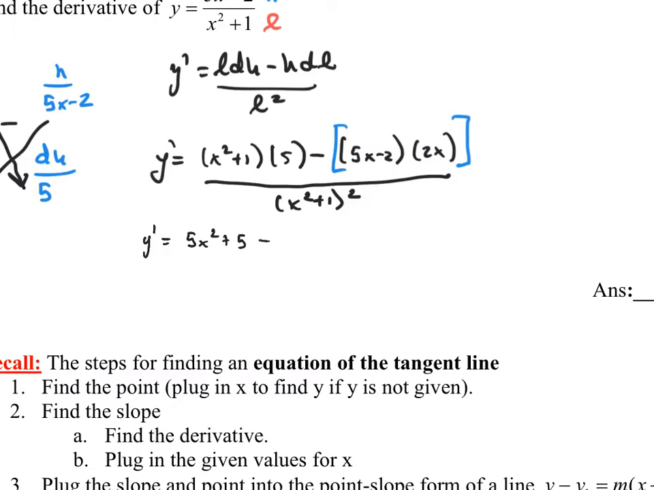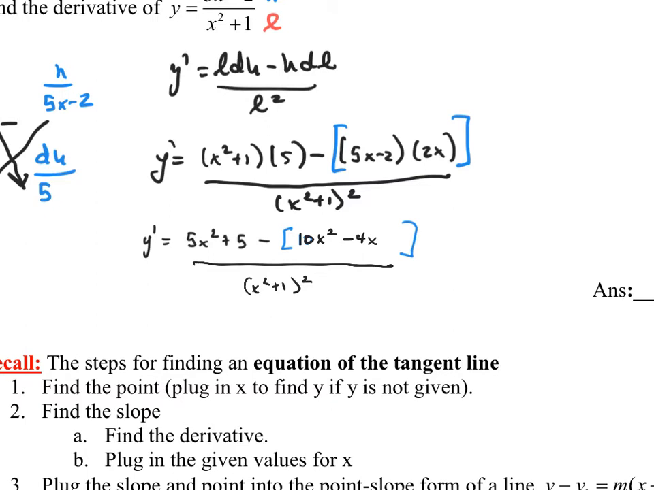Now I'm going to subtract off, and I'm just going to put my blue blocks there again. I'm going to distribute inside of here. 2x times 5x would be a 10x squared, and 2x times negative 2 would give us our minus 4x. All of this is over x squared plus 1, quantity squared. Again, I will never distribute that out.